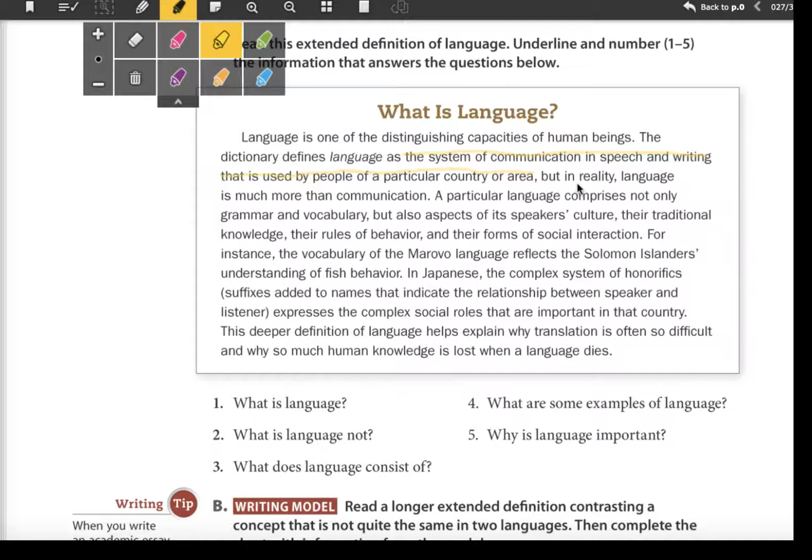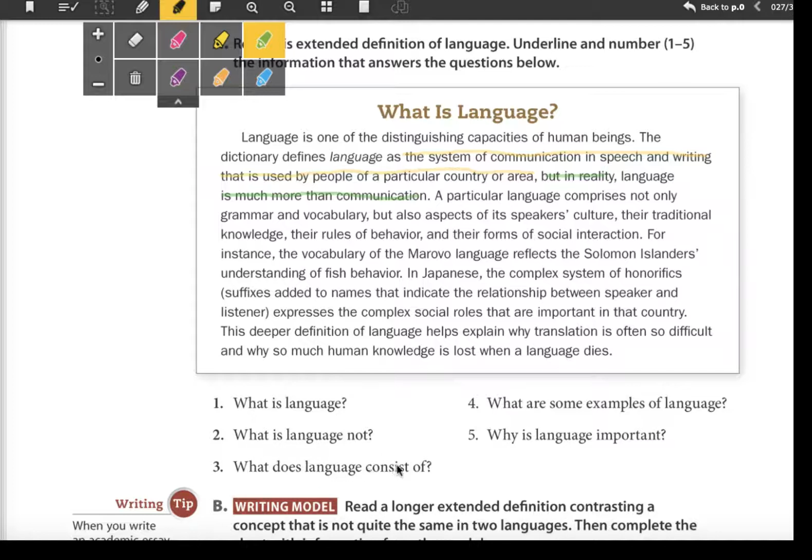That means that there is something that is more, that is not just a system of communication, but there's much more to it. So that's going to help me answer what is language not. So language not is, it's not just communication. So I can say, but in reality, right? It's more than communication. So down here, if I were to answer the chart, what is language not? I would say language is not just communication, but more than that. It's beyond communication. Okay? And I would just stop there. That would be the sentence I would make.